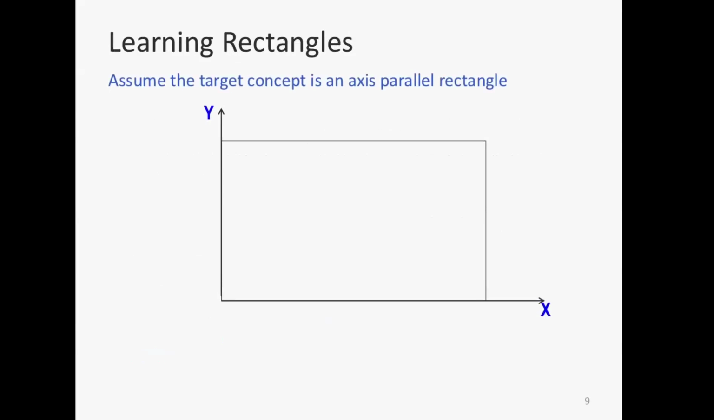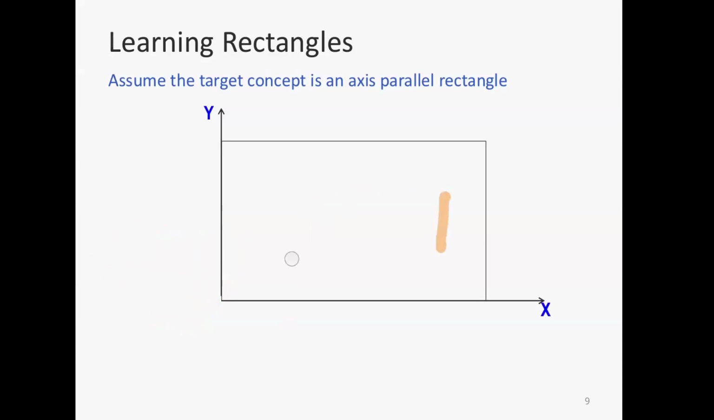In fact, not any rectangle, but an axis parallel rectangle, which means this is not an axis parallel rectangle. Oh, that's not even a rectangle. This is not an axis parallel rectangle. This is one. The sides of the rectangle are parallel to the vertical and the horizontal axis.